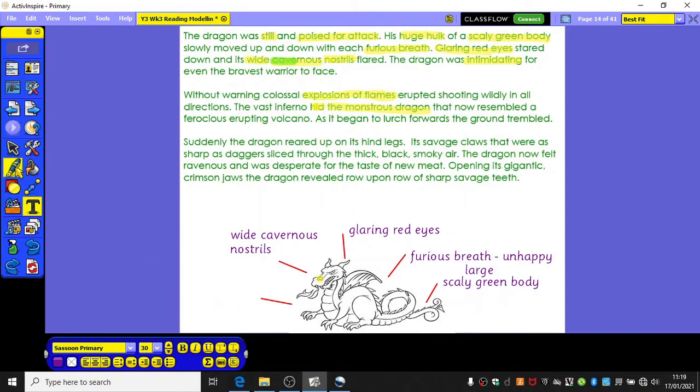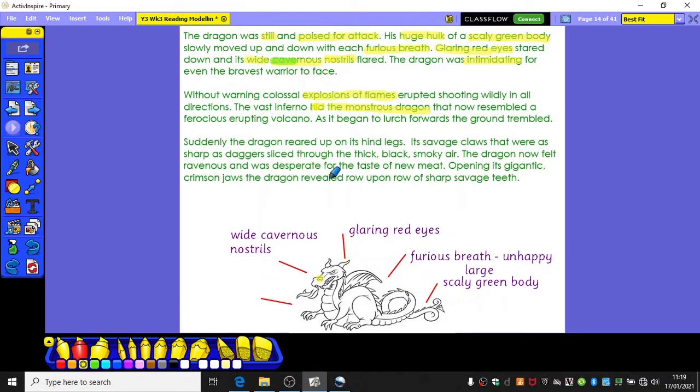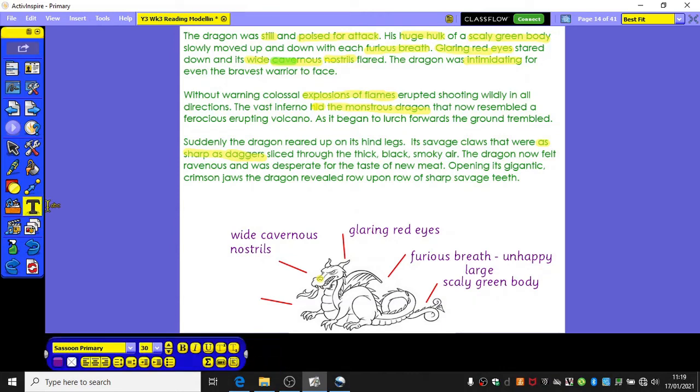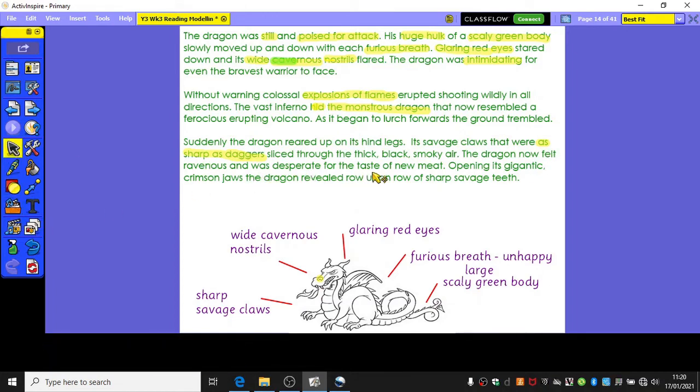We have a simile here, like we looked at in our writing last week. We have as sharp as daggers. What are as sharp as daggers? Can you find it? Yes, the savage claws are as sharp as daggers. So I'm going to put down there then sharp, savage. He's not going to hold any prisoners. You see, he's going to attack straight away. Sharp, savage claws. The dragon now felt ravenous and was desperate for the taste of new meat.